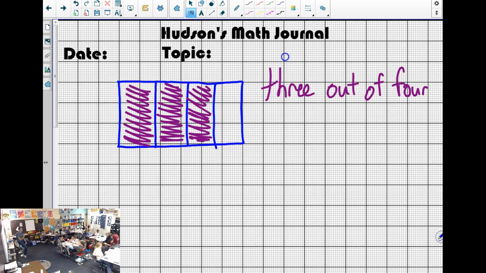So 3 out of 4. Right, 3 shaded out of 4. 1 whole broken up into 4 pieces. 3 of them are shaded. This is like when my wife and I split a pizza. I'm gonna take 3 of the 4. No, I'm joking. But 3 out of 4, right?